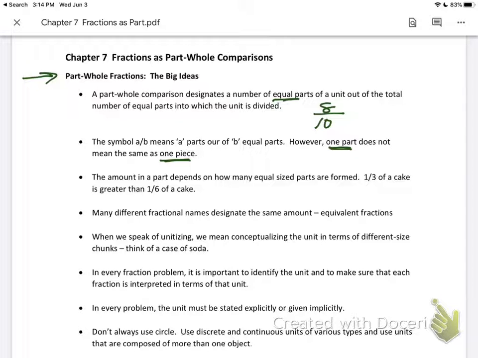Many different fractional names designate the same amount, and those are equivalent fractions. For example, 1/2, 5/10, 15/30. They all are equivalent.